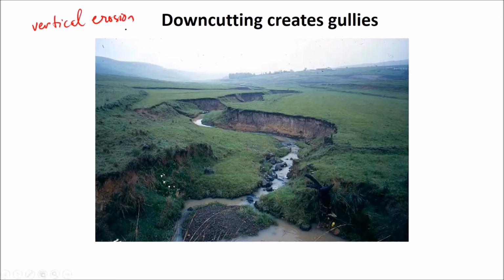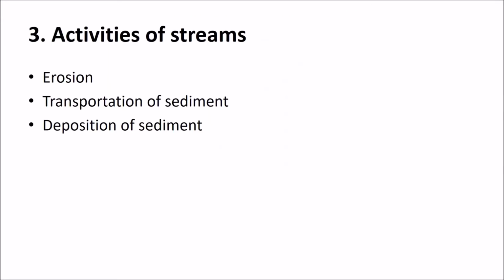And when the water widens the channel, then we have the horizontal erosion. Normally the vertical erosion occurs where the velocity of the flow is high. In contrast, when the velocity of flow is slow, then the horizontal erosion will occur. We will talk about it later.